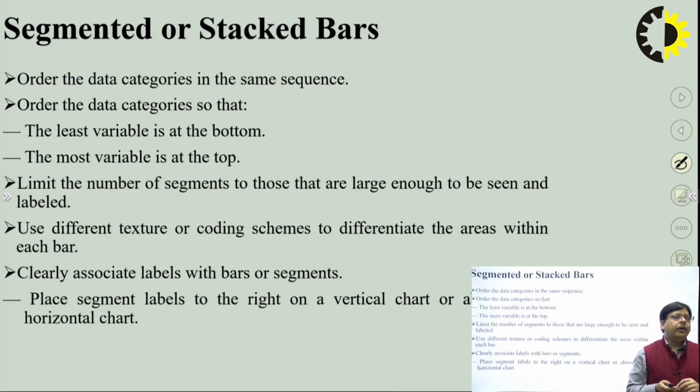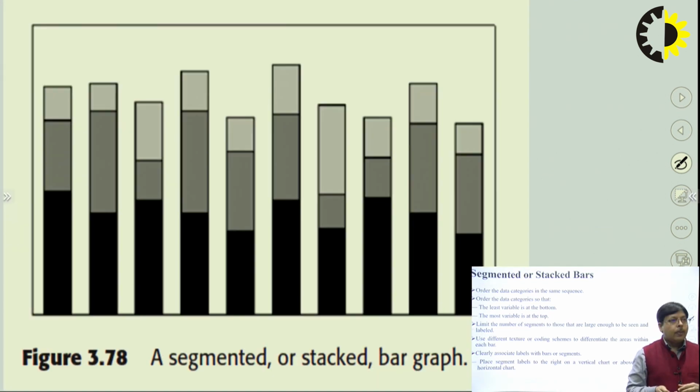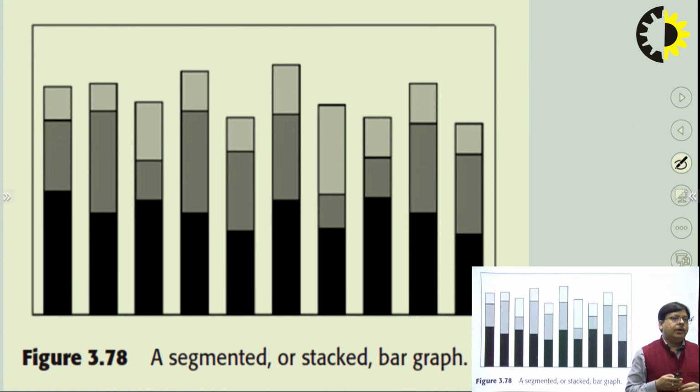We can also use segmented stacked bars. We can use bar graphics for different kinds of data. Order the data categories in the same sequence, so that the least variable is at the bottom and the most variable is at the top. We must keep a limit on how many segments are possible in the presentation, right? We use different coding schemes for the different areas within each bar. Clearly associate the label with the kind of information. So this kind of multiple information can be segmented in the form of bars.